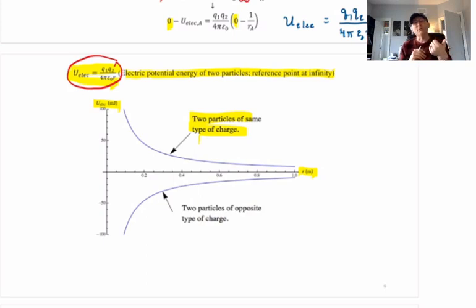But what if one of the particles is positive and the other is negative? Then Q1 times Q2 will be a negative number. And the actual plot of U electric versus R will be the curve down here on the negative side of the energy axis. Negative potential energy. Yep, you can have that. And now, as the R gets smaller, that potential energy decreases, goes more and more negative. They like that. Opposite types of charge want to get close together.